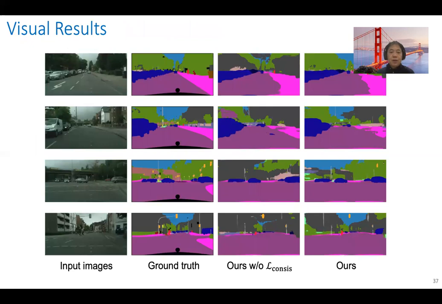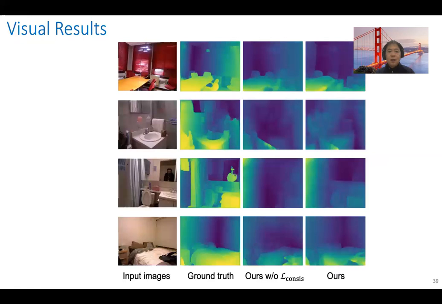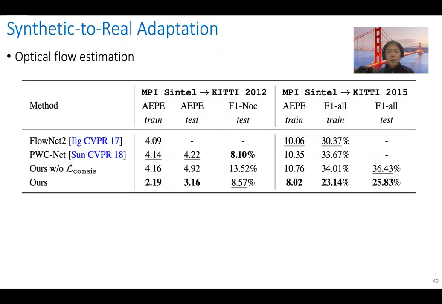Here are some visual outputs. These are the inputs, these are the ground truths, these are without cross-domain consistency loss, and this is with cross-domain consistency loss. And here are some more results on different data sets, and likewise on depth estimation and optical flow. For details, please check our paper.